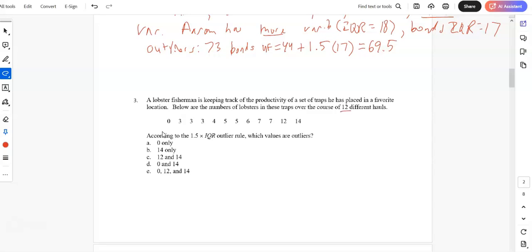So the 6th and 7th, 1, 2, 3, 4, 5, 6. These two are in the middle, so 5 is the median. There are 6 numbers to the left of that. Those two make up the Q1. Those two average to make Q3. So Q3 minus Q1 would be 7 minus 3, which is 4. So that's my IQR.